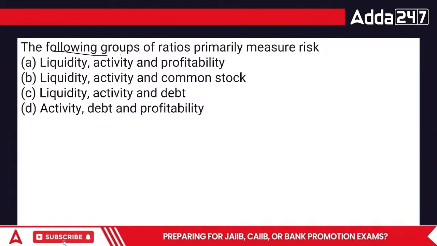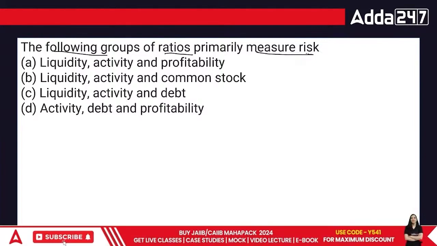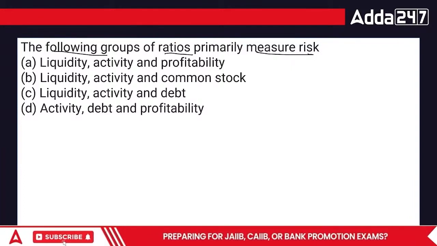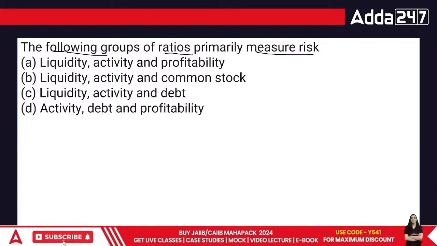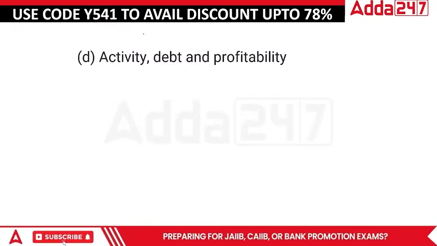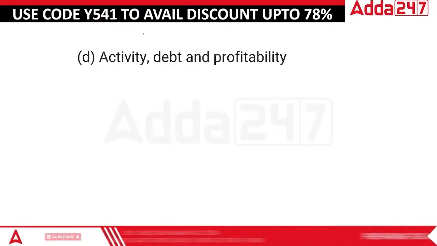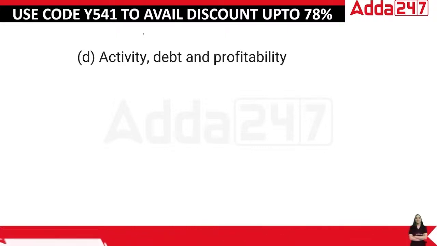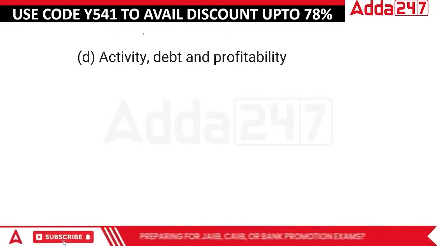The following groups of ratios primarily measure risk. Among the following, which measures the risk, everyone? Liquidity, profitability, activity; liquidity, activity, common stock; liquidity, activity, debt; and liquidity, debt, and profitability. Debt measures risk. Debt is very risky. Profitability, if we are not making good profit, then there's a very good amount of pressure on our heads. And then we have activity. Activity talks about how active we are in terms of our working.